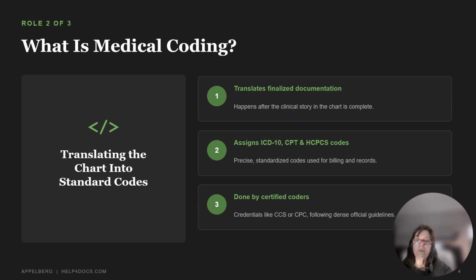And here's an important distinction. If a coder reviews a chart and the documentation itself is vague or contradictory, they're not supposed to guess or infer. That's exactly the situation that should have been caught by CDI earlier, or it gets kicked back as a coding query. Coding depends entirely on the quality of what CDI helped ensure was documented.